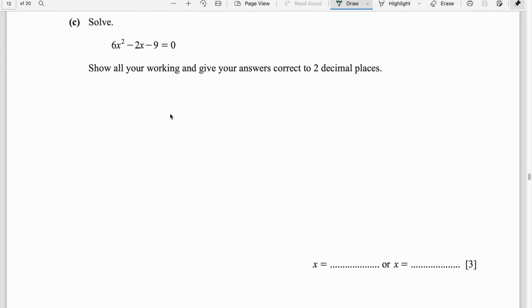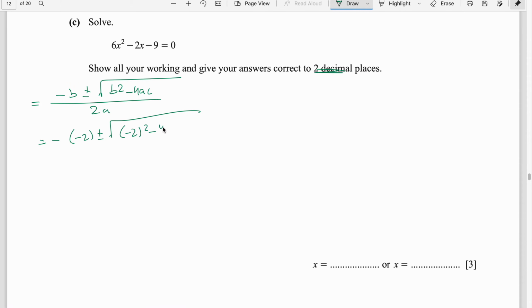C part. Show all your working and give your answer correct to 2 decimal places. So that is the quadratic formula: minus b plus or minus square root of b squared minus 4ac, over 2a. So minus b, that is minus minus 2, plus or minus square root of minus 2 squared minus 4 into a, which is 6, and c is minus 9, over 2a. Use your calculators, and with the positive sign we get this, and the other answer is this. Correct to 2 decimal places, make sure that's rounded. So 1.40 and minus 1.07.